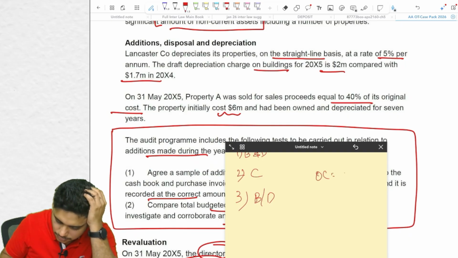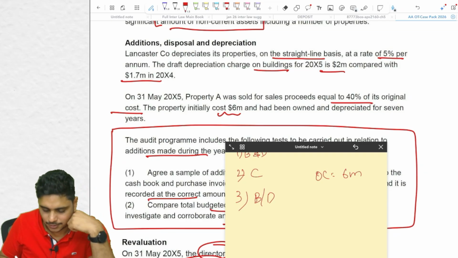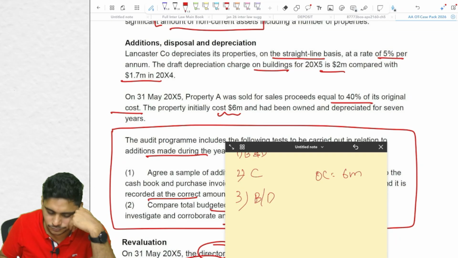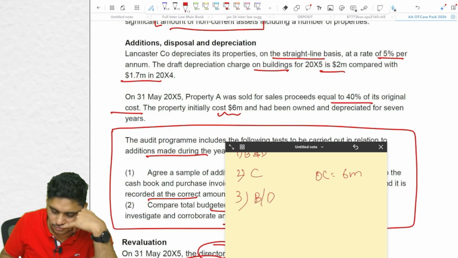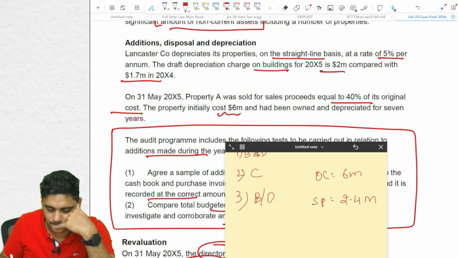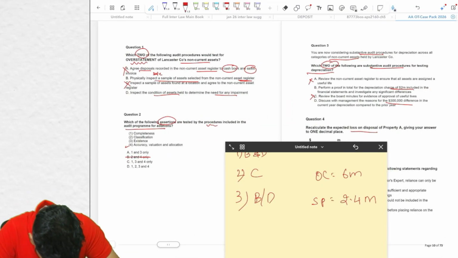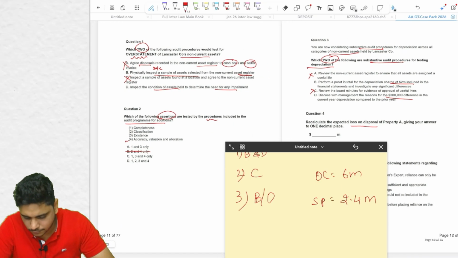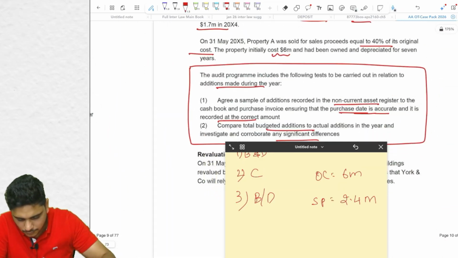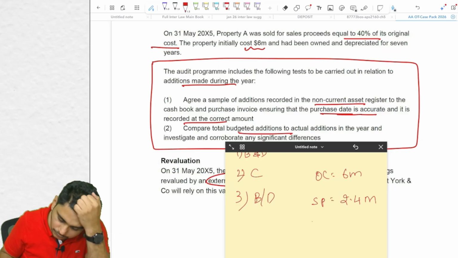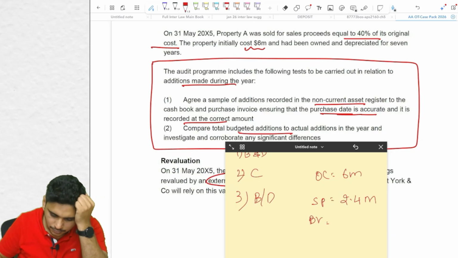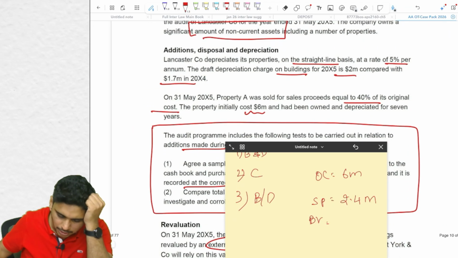Original cost was 6 million. And they have sold it for 40% of its original cost. Selling price 2.4 million. Loss. Okay. Now we need to calculate book value first. The depreciation is 5% per annum.